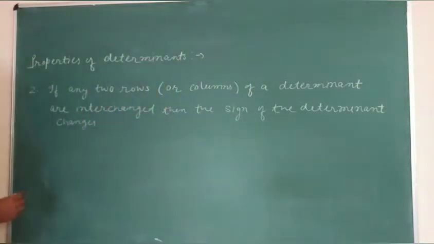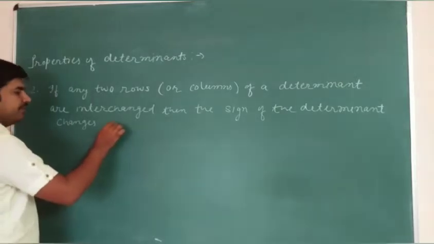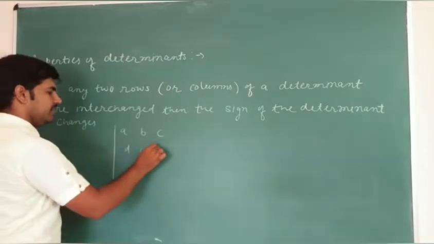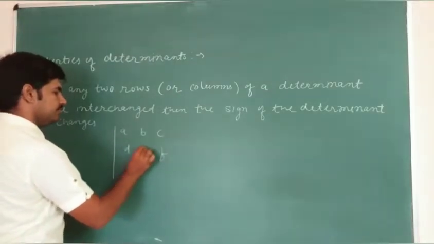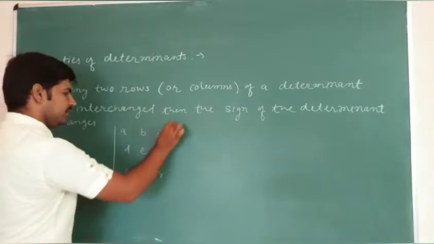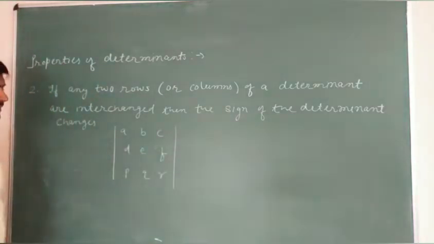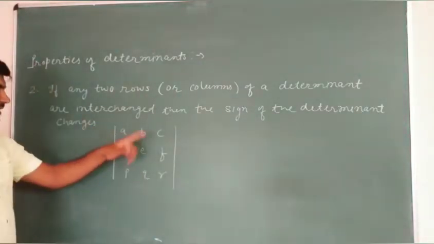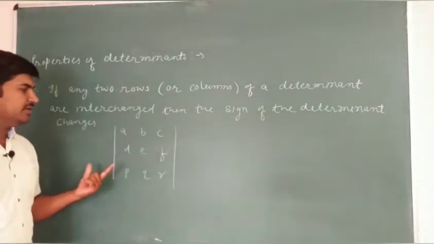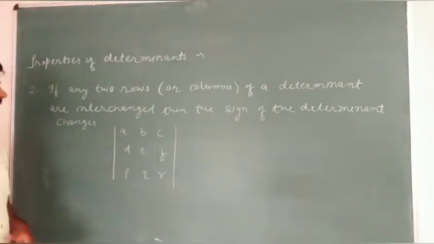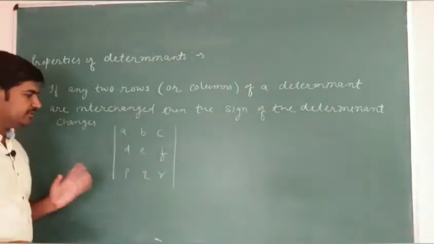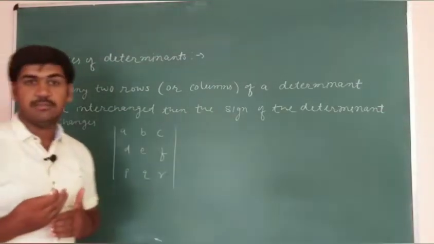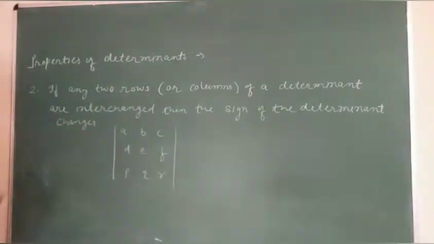Suppose we take a determinant with rows A, B, C, D, E, F, P, Q, R. This is a determinant of order 3. If I interchange any two rows, suppose the first and second, then the sign of the determinant changes. Whatever the value of the determinant, it becomes the negative of that. If it is positive, it becomes negative. We can say the sign of the determinant changes, or the value of the determinant gets multiplied by minus sign.